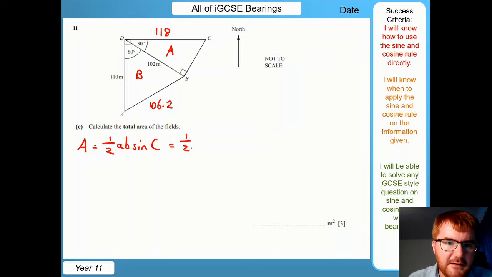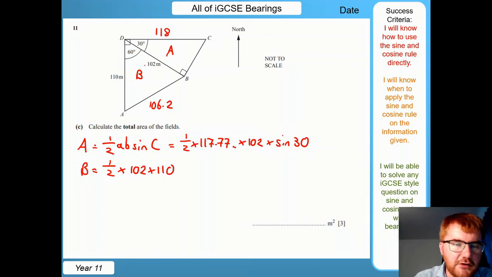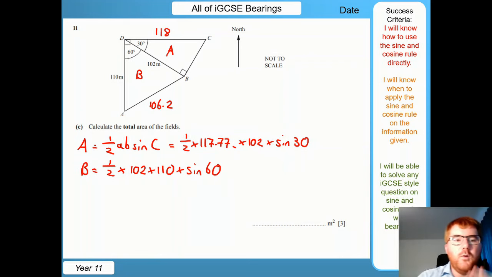So we go a half times 117.77 times 102 times sine 30. That's going to be the triangle A. And then B can be done in a very similar way. So we'd use a half times 102 times 110, the sides surrounding this triangle, and then the angle in between, so sine 60. And again, I really want to do this in one very smooth calculation. So let's go and do it.